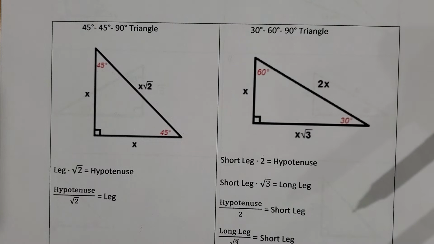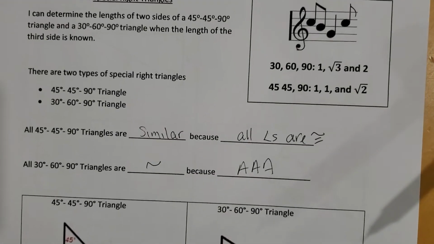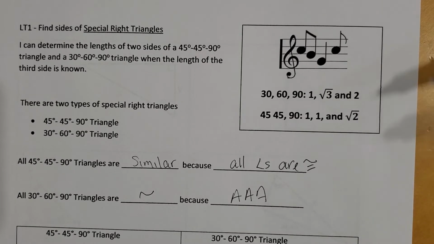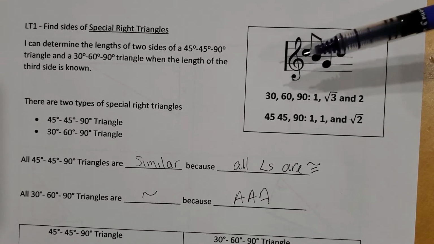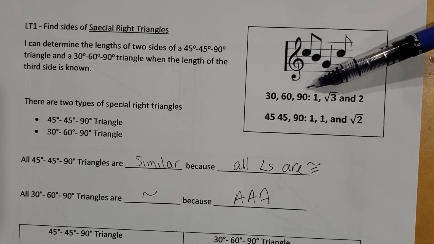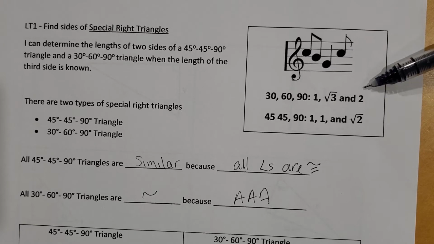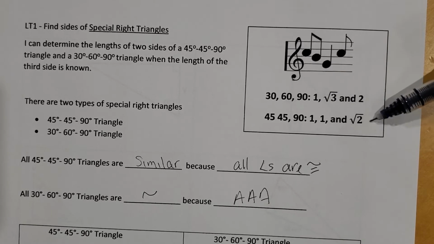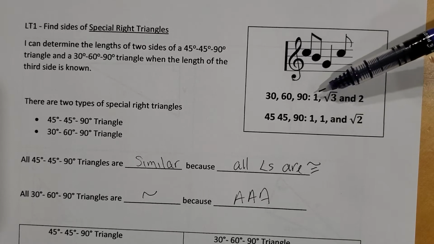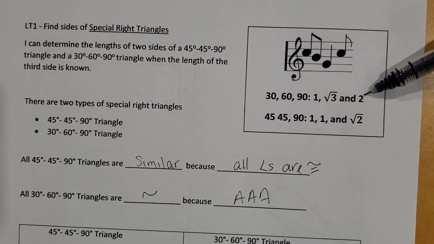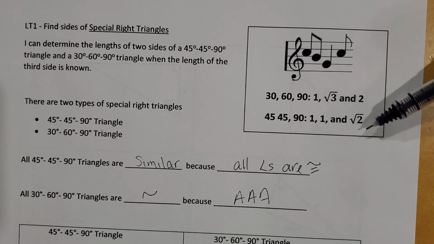So knowing that those relationships always exist in these special right triangles, there's a little song. I didn't make it up, but I heard about it, and I like to sing it to remind myself of this little relationship between the sides. So it goes: 30, 60, 90, 1, root 3, and 2. 45, 45, 90, 1, 1, and root 2. Notice they're in order of size. So short leg, long leg, hypotenuse; leg, leg, those are equal, hypotenuse.